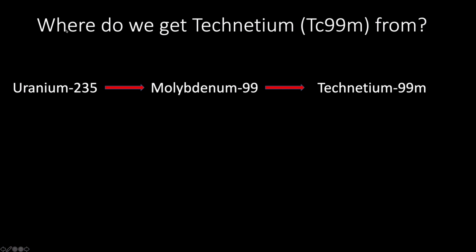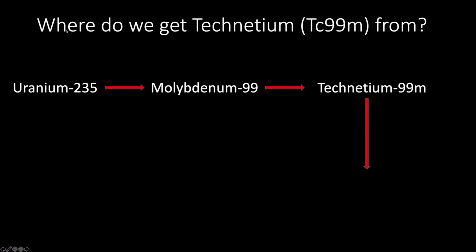So where do we get this technetium from? Well, it starts in a reactor with something called uranium-235 that might undergo neutron bombardment, and then this forms molybdenum-99, which, through beta decay, becomes technetium-99m. This is the isotope that we really want to use for our imaging.